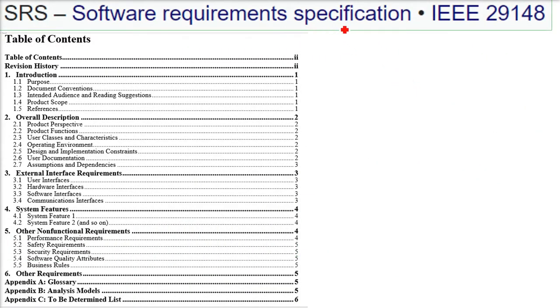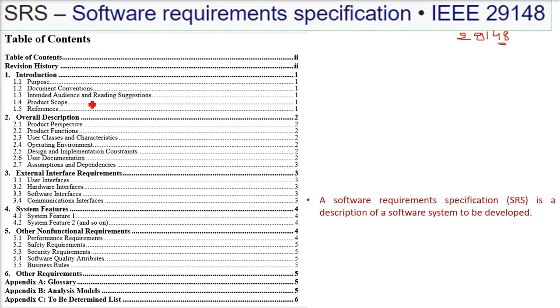The software requirement specification is IEEE 29148. You have to remember it, because this is the first document you normally make. This is the template. SRS, or software requirement specification, is a description, a document, of a software system to be developed. So this is modeled after CONOPS.